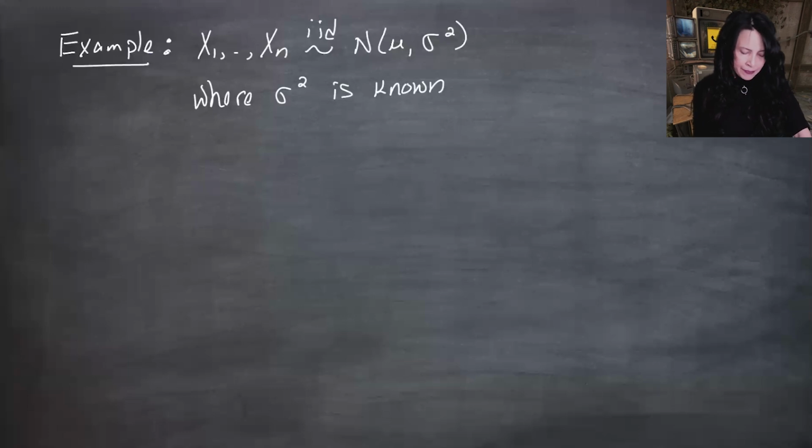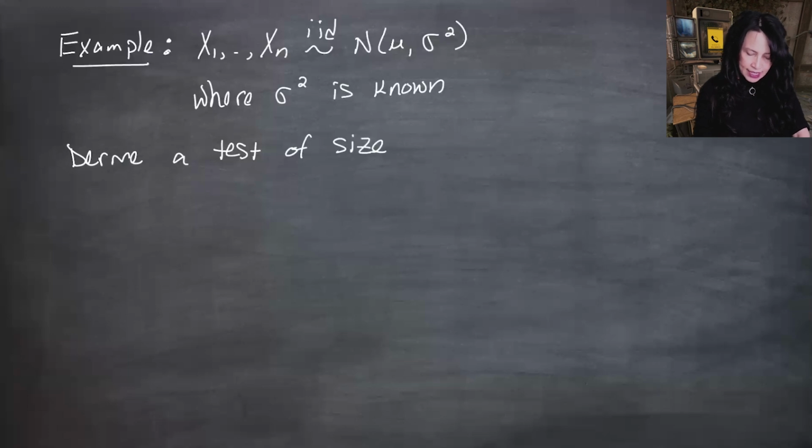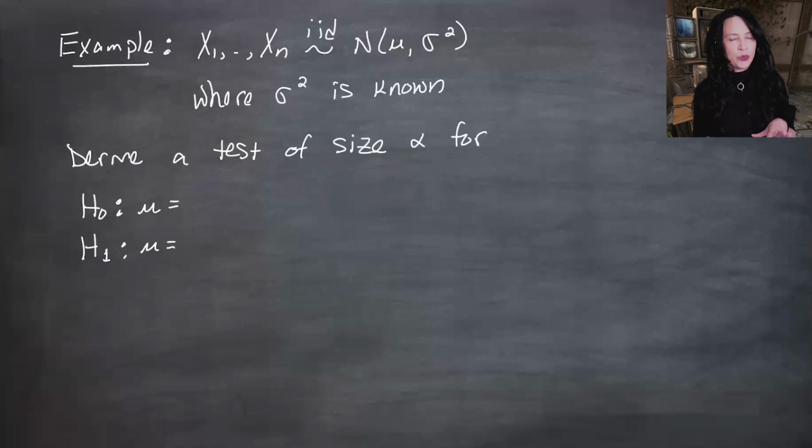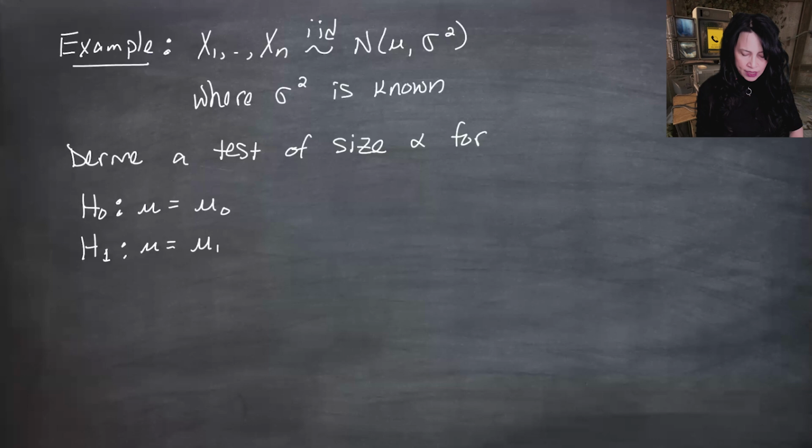And I want to derive a test of size or level of significance alpha for the null hypothesis that mu equals something versus the alternative that mu equals something else, because we are still in this simplified setting of simple versus simple hypotheses. Before I had a 3 versus 5 here. Now I want to put more generic numbers. So we usually say something like mu naught and mu 1, and those are known numbers.